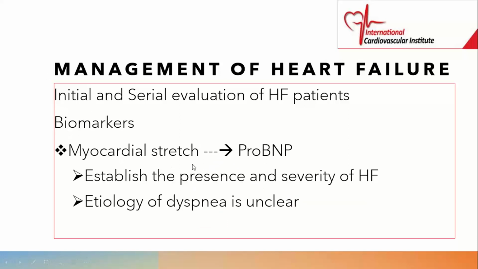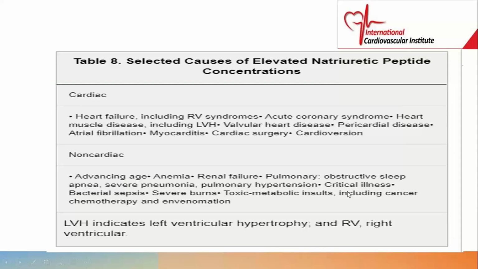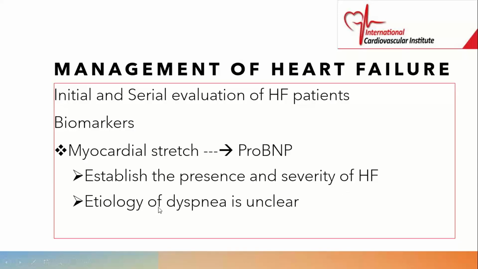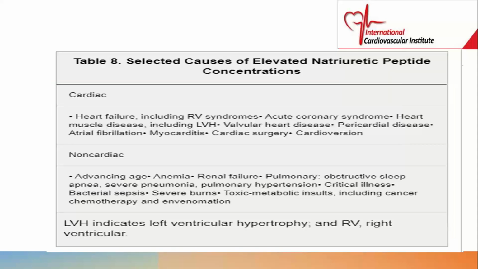Again, myocardial stretch will give you pro-BNP, and then your pro-BNP is going to be broken down into BNP and your NT-proBNP. The BNP or the NT-proBNP is going to establish the presence and severity of the heart failure. And again, if you're not sure what's causing the shortness of breath, then the BNP becomes important.